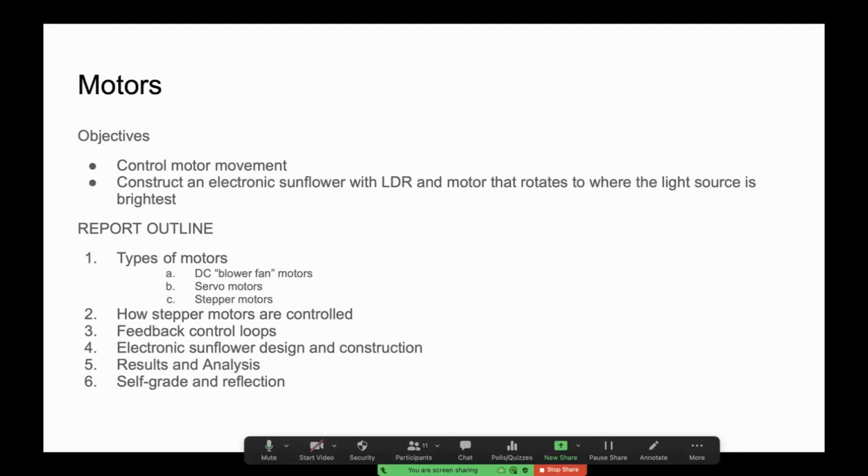So the report outline would be, first you talk about the different types of motors, and then we'll zero in on how stepper motors are controlled. Then you talk about the concept of feedback control loops. Then in the fourth section, you talk about your design for an electronic sunflower. In the fifth, you talk about the results of your electronic sunflower in the analysis. And lastly, of course, self-grade and reflection.